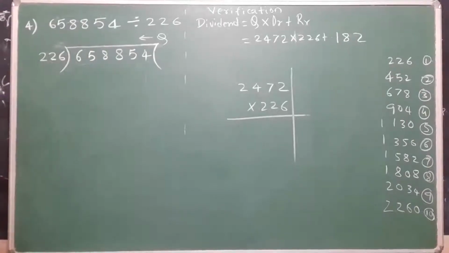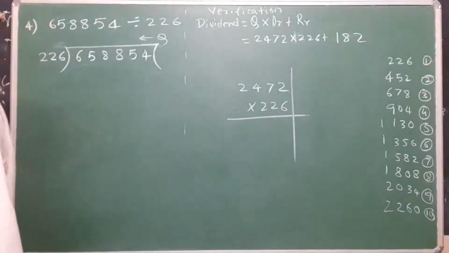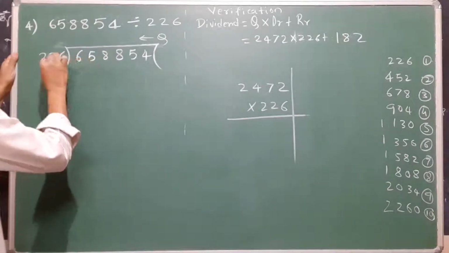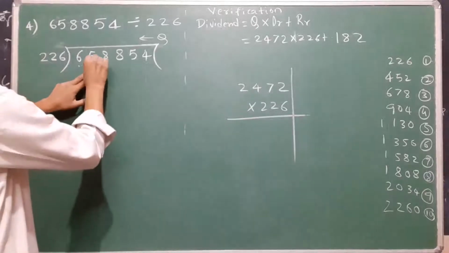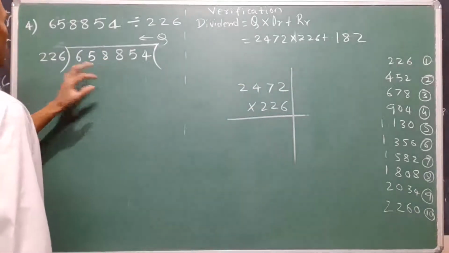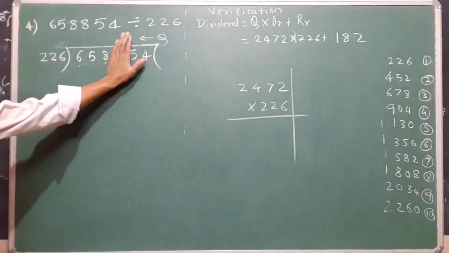Now we will divide 658854 by 226. This is the table of 226. Now we will start dividing by 226. It is not there. Take next one. 65 is also not there in the table of 226. Now 658. After taking this 8, it becomes 658.